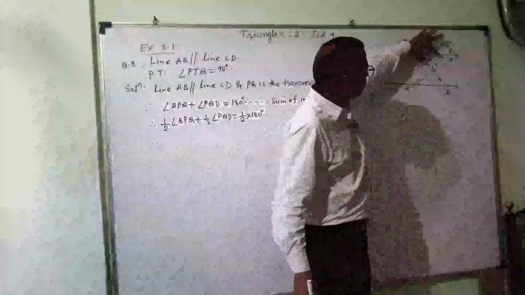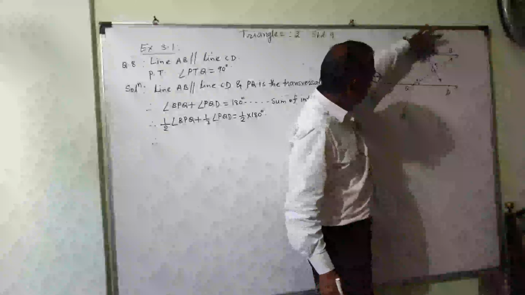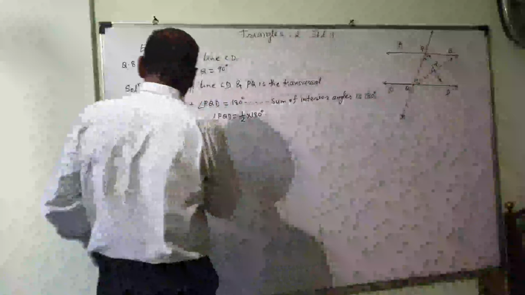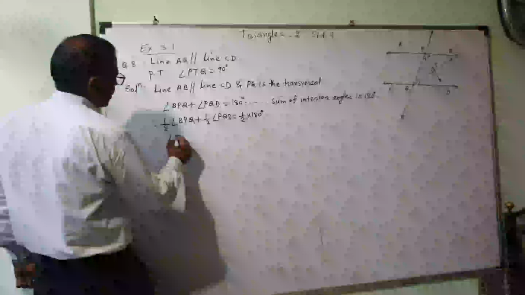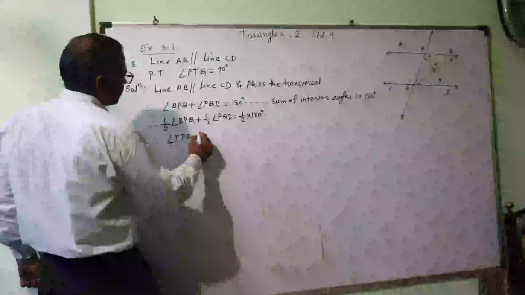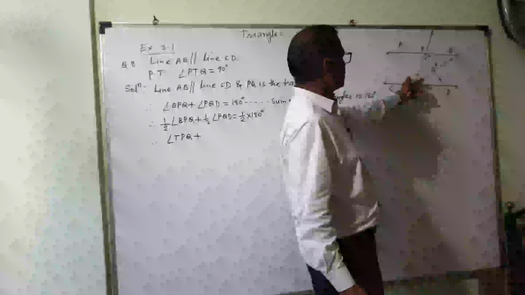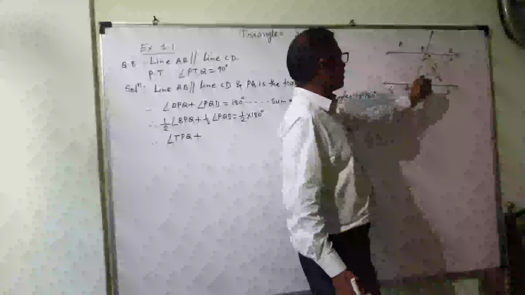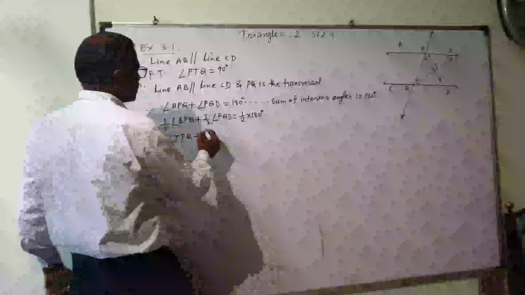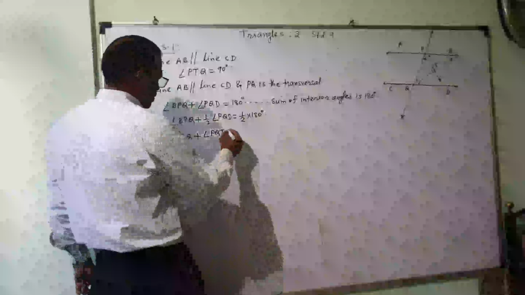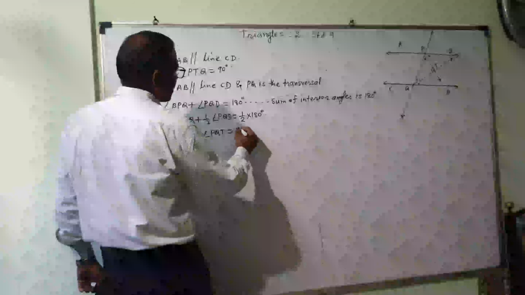Therefore half of BPQ is half of this is nothing but this, and what is this? TPQ. Therefore angle TPQ plus half of this PQD is how much? Is this PQT, plus angle PQT is equal to, this half will be 90 degree.